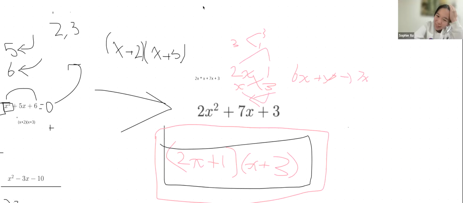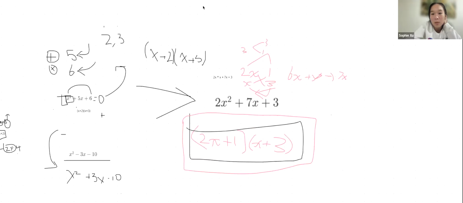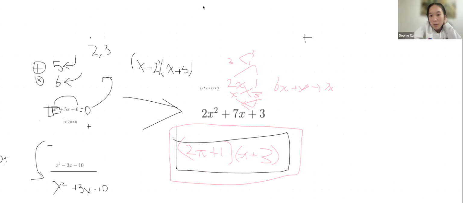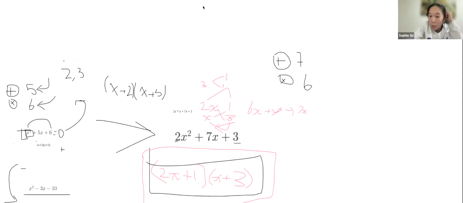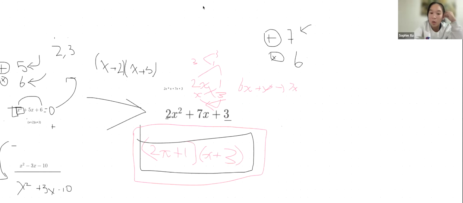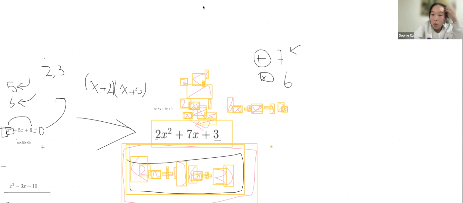3x plus 1. Oh, 2x plus 1. Yeah, that's right. And then we can use our little trick from before, but this time the add number is still 7, and the multiply number is the first term times the third term, so that's 6. We need to find two numbers that add up to 7 and multiply to 6, and then we know that it's 1.